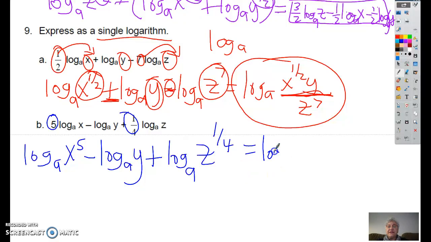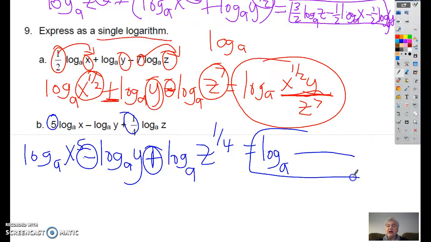Now, log base a is going to be in front of the whole thing. I see that I've got subtraction and addition, so I'm going to have both multiplication and division in my single logarithm. X to the 5th on the top. Y on the bottom because of this subtraction sign. Z to the 1/4 on the top because of this plus sign.